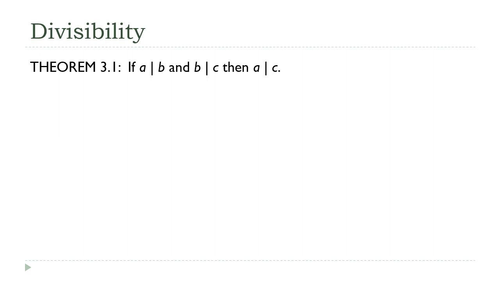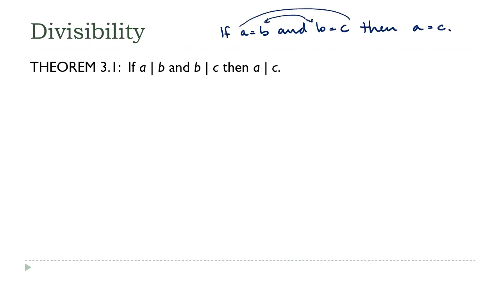And what this is saying, you remember we have a property in algebra that says if A equals B and B equals C, then A equals C. In other words, if you have this bridge in the middle, we can skip it and just say the endpoints are equal to each other. That's called the transitive property. And this is what this is saying here, a transitive property for divisibility.